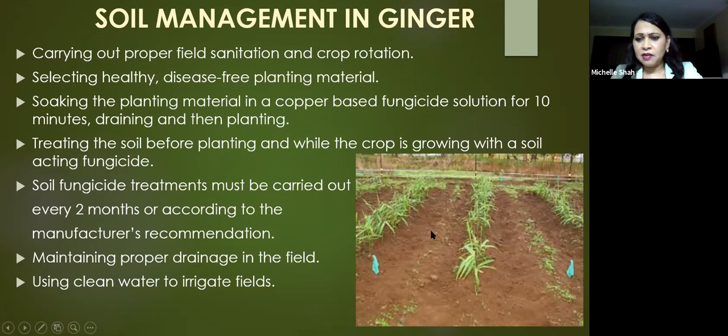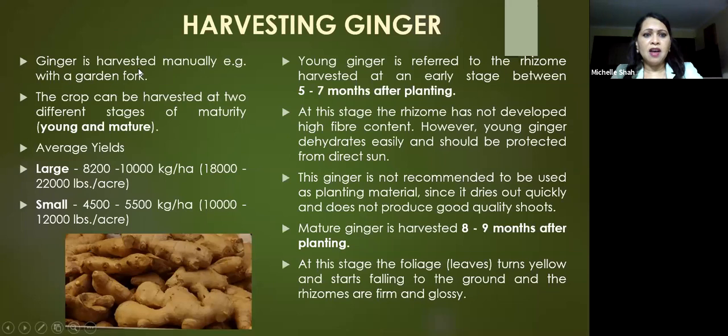Harvesting ginger. It is harvested manually using a garden fork. The crop can be harvested at two stages of maturity, young or mature. The average yields are 8,000 to 10,000 kilograms per hectare, or for small varieties, 4,000 to 5,000 kilograms per hectare. The young ginger is the rhizome harvested at an early stage, between 5 to 7 months after planting. At this stage, the rhizome has not developed high fiber content. However, young ginger dehydrates easily and should be protected from direct sun.